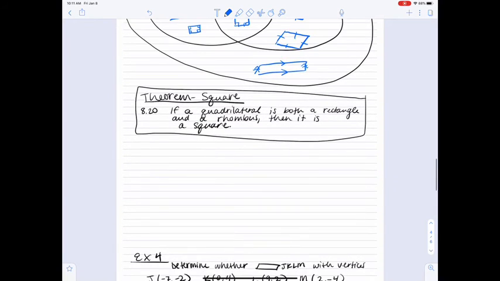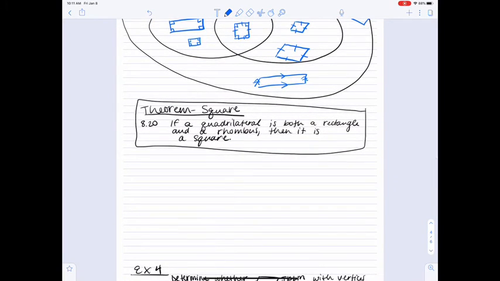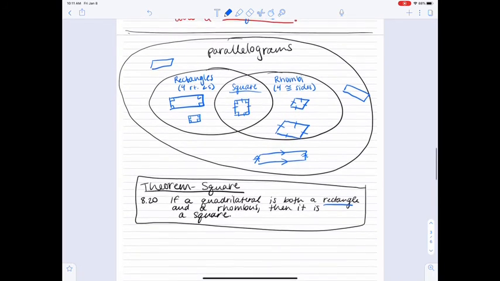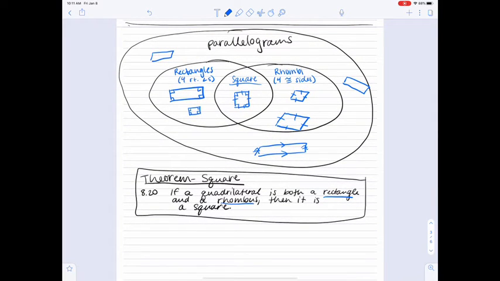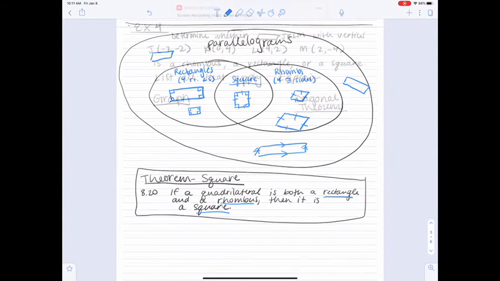Okay, and then there's one theorem for a square, which is if a quadrilateral is both a rectangle and a rhombus, which we basically just said above, then it is also a square. Okay, let's put this into action with the last example.